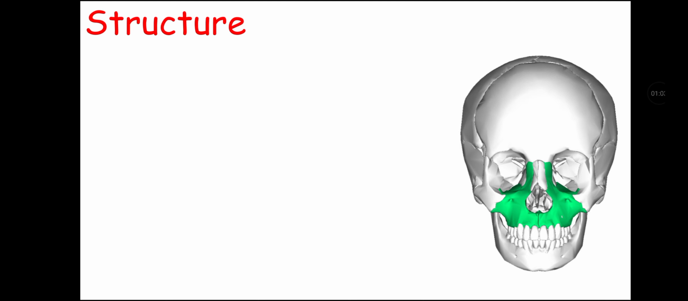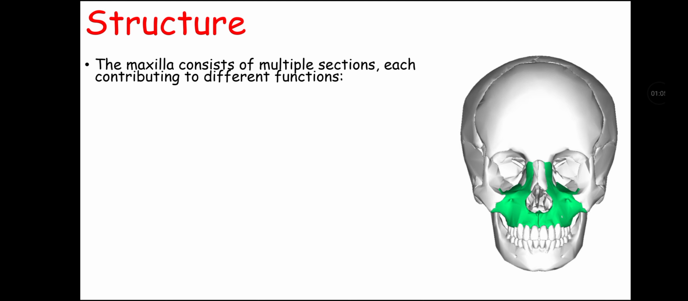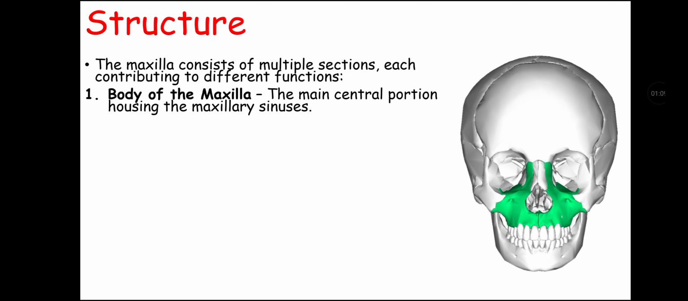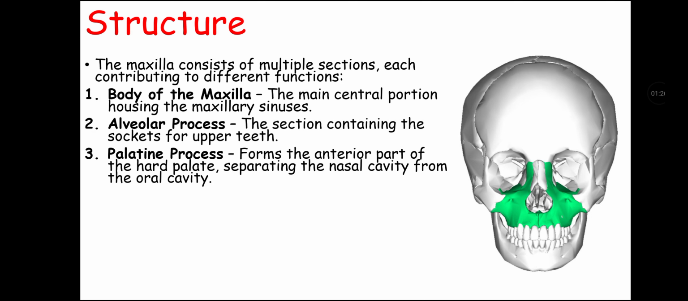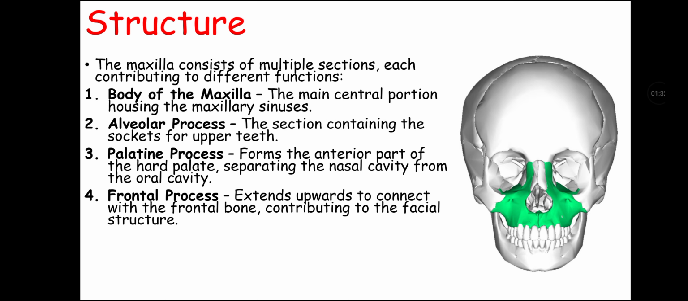Now let's talk about the structure of maxillary bone. Maxilla consists of multiple sections, each contributing to different functions. The first part includes body of the maxilla, that is the main central portion housing the maxillary air sinuses. The second part of the maxilla is alveolar process, that is a section of the maxilla that contains sockets for upper teeth. The third part is palatine process that forms the anterior part of hard palate and it separates the nasal cavity from the oral cavity.